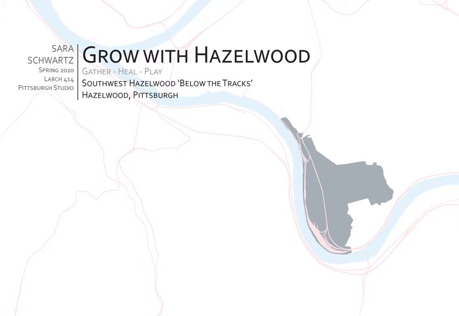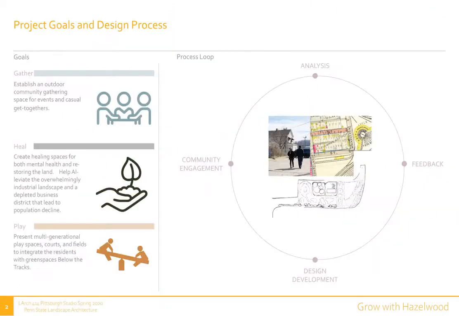My project, Grow with Hazelwood, is a restorative park that was designed to address the environmental and wellness concerns caused by the industrial and economic wave that came and went through Hazelwood. The goals for the project were developed after a site analysis and engagement with residents. The three goals are to give the residents a place to gather, give the earth and people an opportunity to heal through restorative landscapes, and to create multi-generational play spaces.